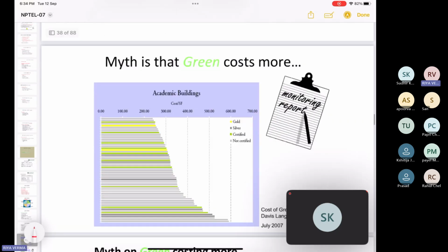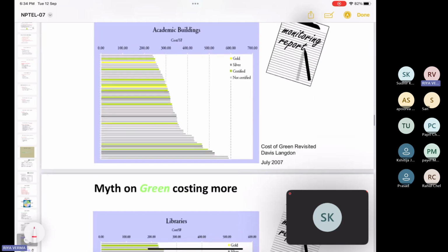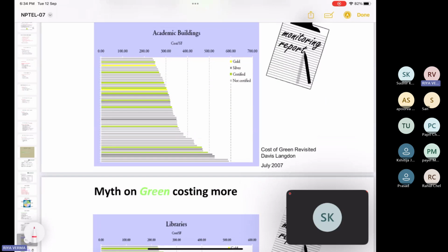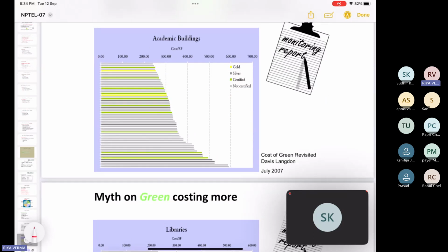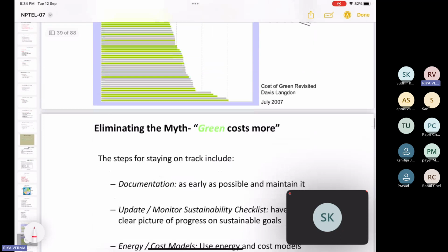Then there's a myth that green costs more. That is, there's a myth that if you want to achieve sustainable development, or if you want to construct a green building, then the cost will be more. So this is the costing analysis of the academic buildings or the libraries. So these are some of the LEED reports.